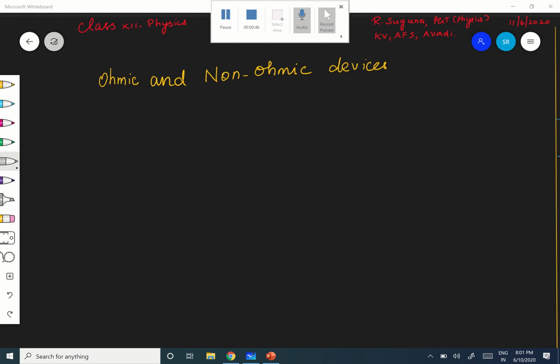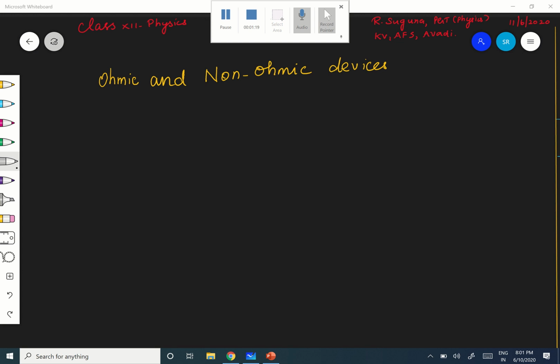But non-ohmic devices means, there are so many examples for non-ohmic devices, such as semiconductor diodes. There are junction diodes, LEDs, light emitting diodes, like that. So semiconductor diodes. Then you can say liquid electrolytes, transistors, etc. are all non-ohmic devices.